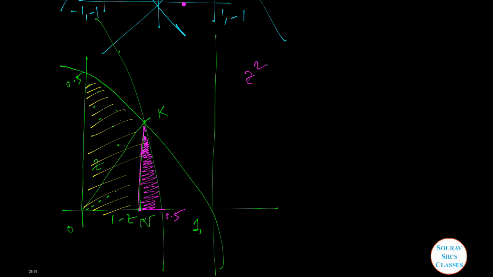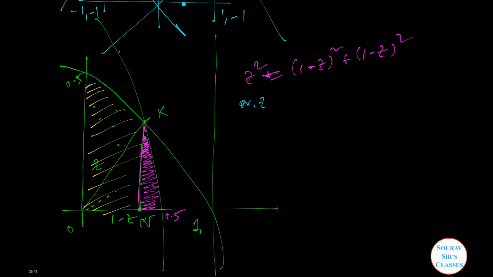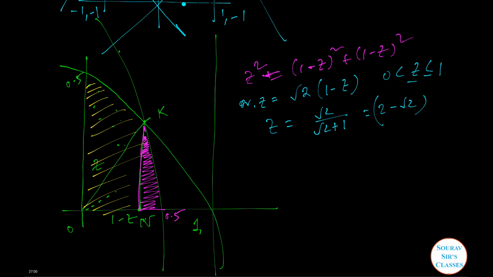So just by applying the Pythagoras structure, z square equals 1 minus z whole square plus 1 minus z whole square, or z equals root 2, as it is given, 0 less than or equal to z less than or equal to 1. So z equals root 2 by root 2 plus 1. We are just rationalizing, we can write this as 2 minus root 2. So the coordinate of this point, now we have root 2 minus 1, root 2 minus 1.